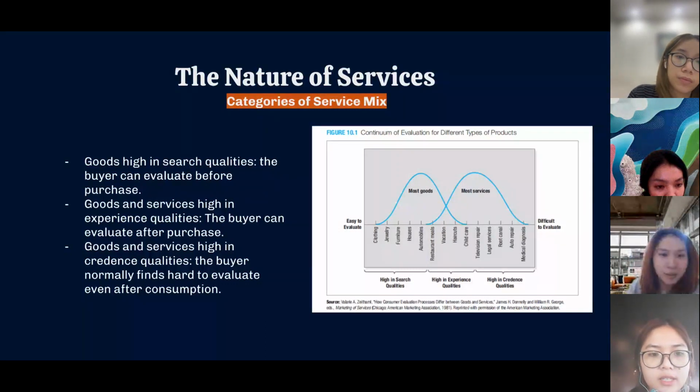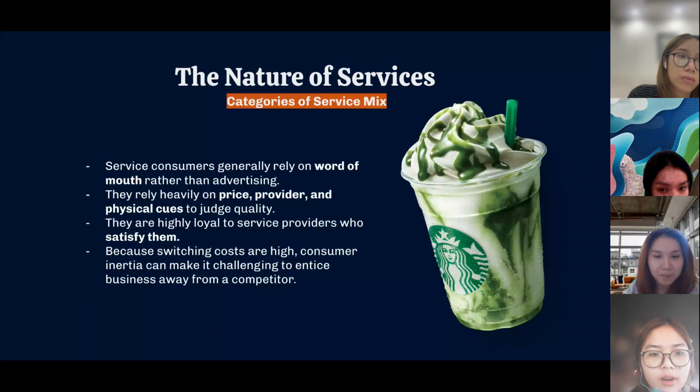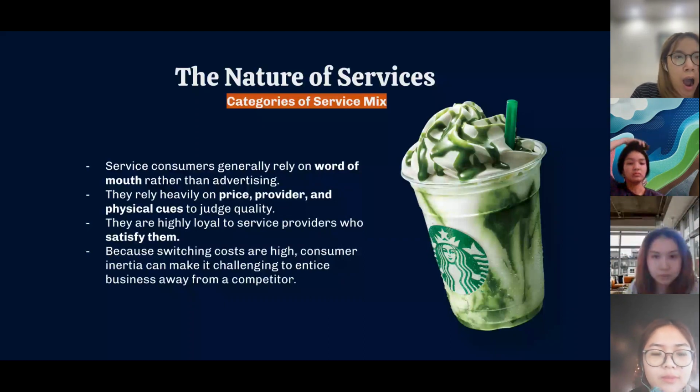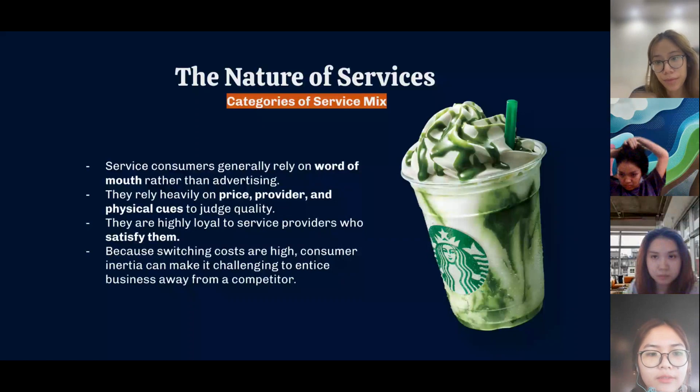Next slide, please. Because services are generally high in experience and credence qualities, there is more risk in the purchase, with several consequences. For example, service consumers generally rely on word of mouth rather than advertising, because we know that the brands also say the right things and the good things about themselves. Secondly, they rely heavily on the price, the provider, and physical cues to judge the quality of the service. And thirdly, they are highly loyal to the service providers that satisfy their needs and demands. Switching costs are high, so consumer inertia can make it hard to switch between service providers.